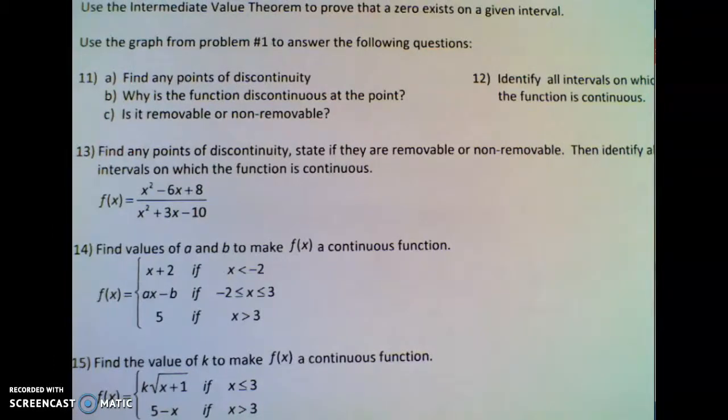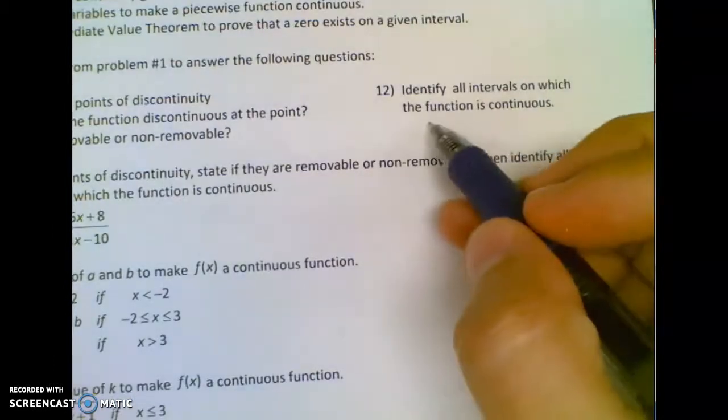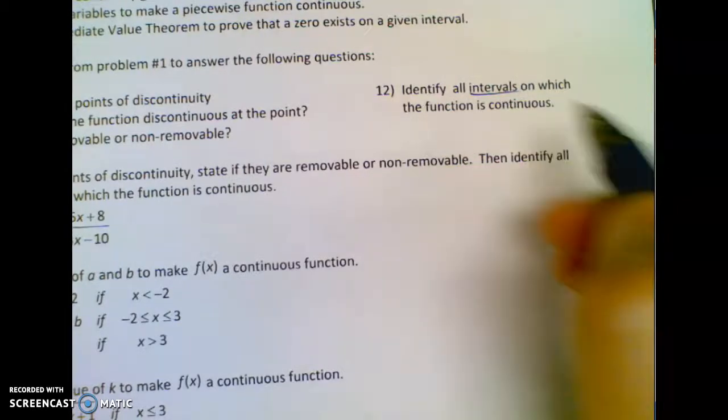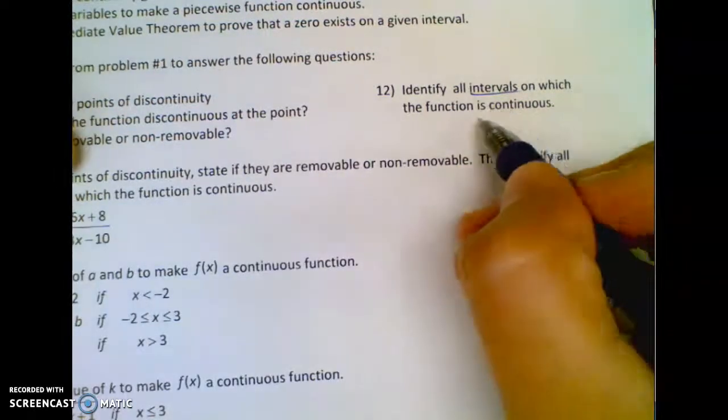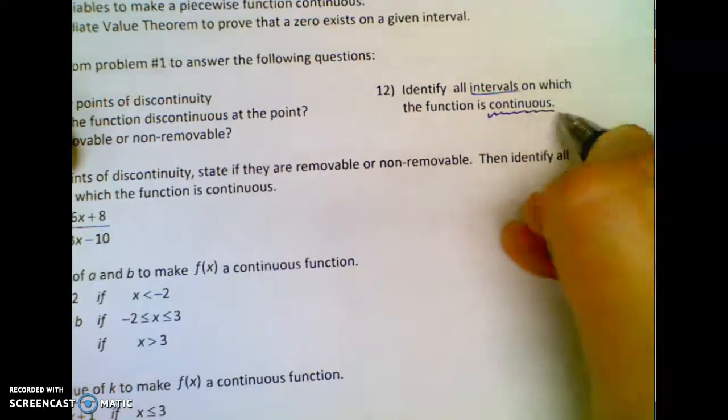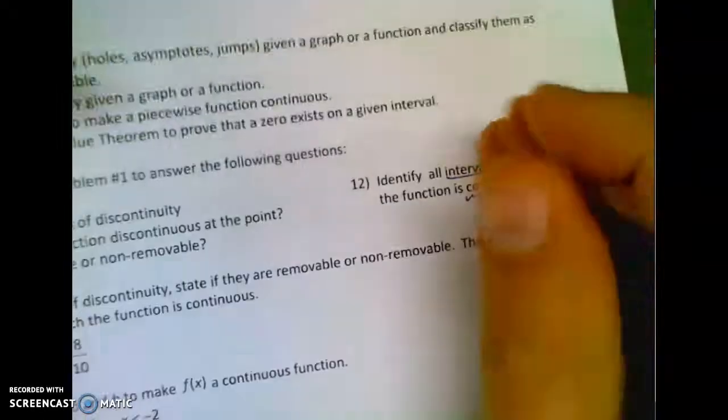11 and 12 are a lot like our notes, except 12 is a little different because remember how we learned interval notation before? This is saying flip the paper over and tell me where that graph is nice. Where does it behave?